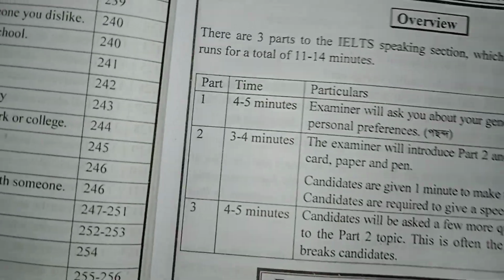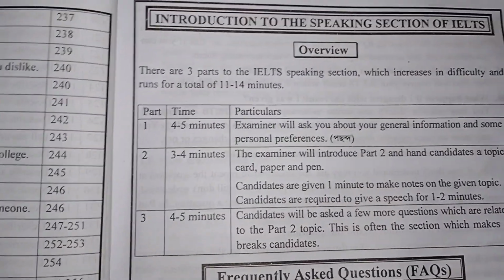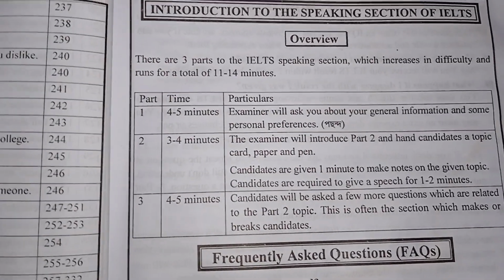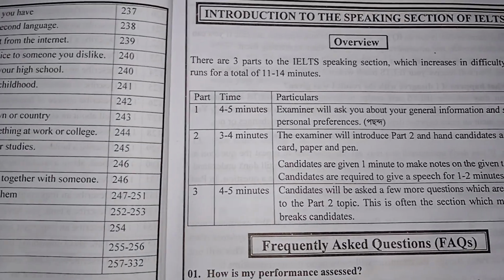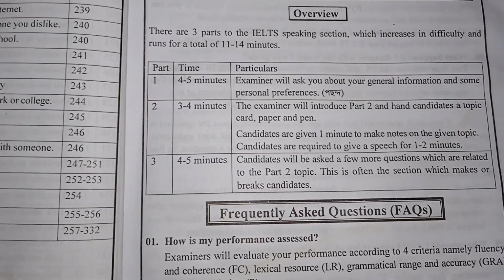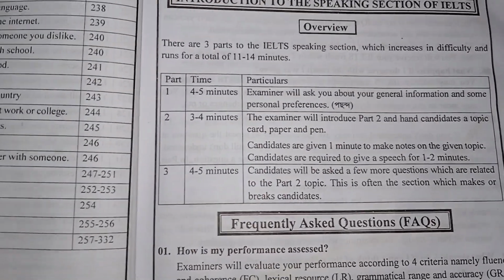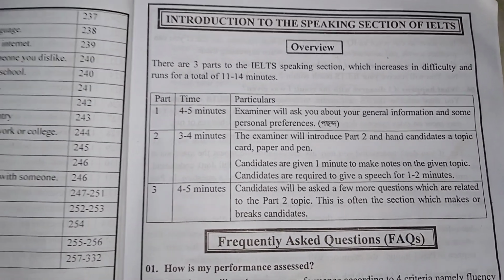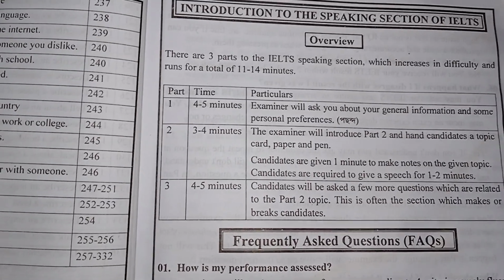Part 1, 4 to 5 minutes: the examiner will ask you about your general information and some personal preferences. Part 2, 3 to 4 minutes: the examiner will introduce part 2 and hand candidates a topic card or cue card, paper and pen. Candidates are given 1 minute to make notes on the given topic. Candidates are required to give a speech for 1 to 2 minutes.